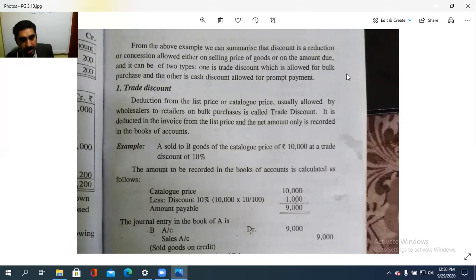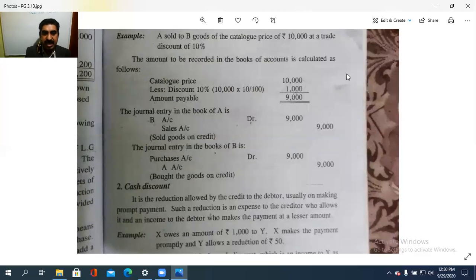Isn't it? So in such a case, the entry is B's account debtor to sales account, that is sold goods on credit, and bought goods on credit, then purchase account debtor to A account. Rather, A sold goods to B at 10,000 at a trade discount of 10%.